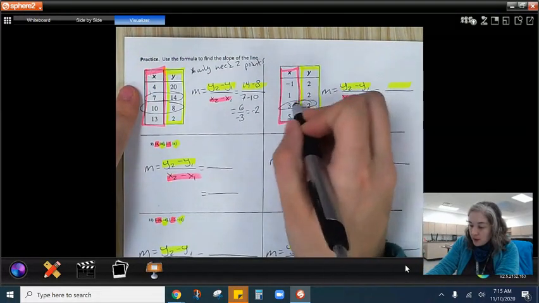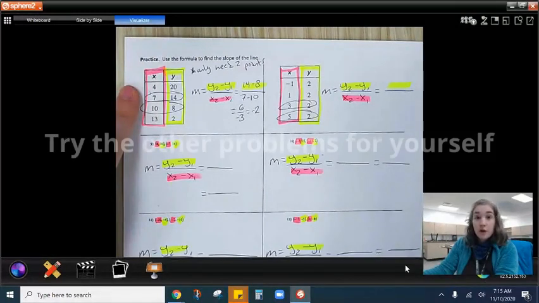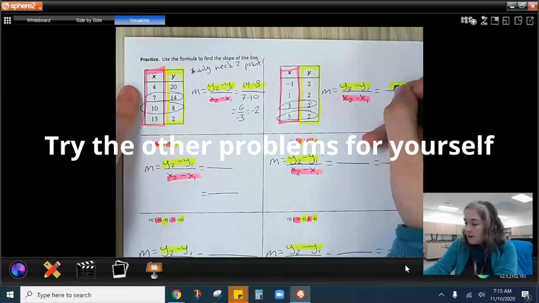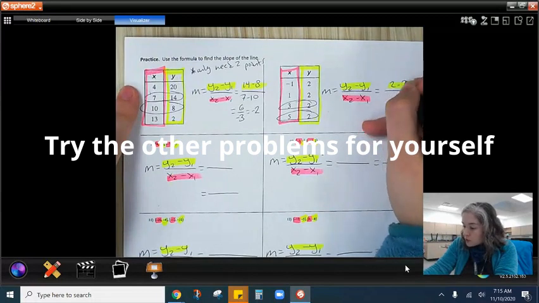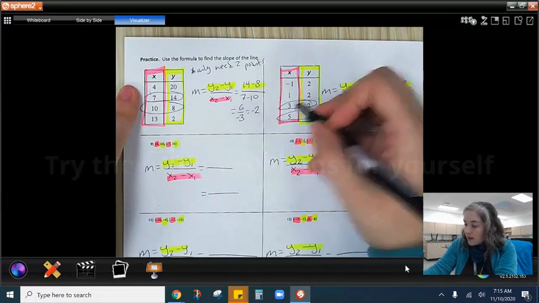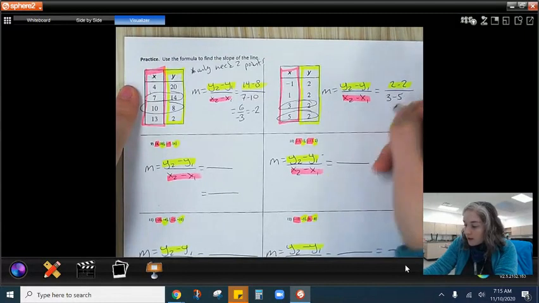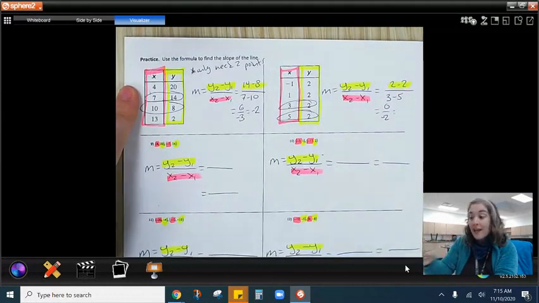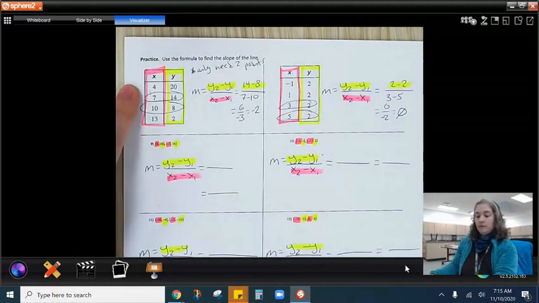All right, I'm going to pick this one and this one. So make sure your answer is the same as mine. Doesn't matter which 2 points, we should get the same answer. So I'm going to do 2 minus 2, and then I'm going to have 3 minus 5. Well, 2 minus 2 is 0. 3 minus 5 is a negative 2. 0 divided by negative 2 is okay. You should get 0.